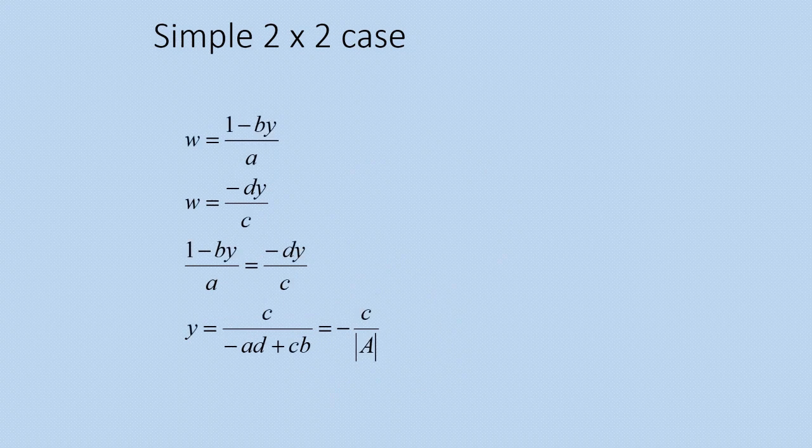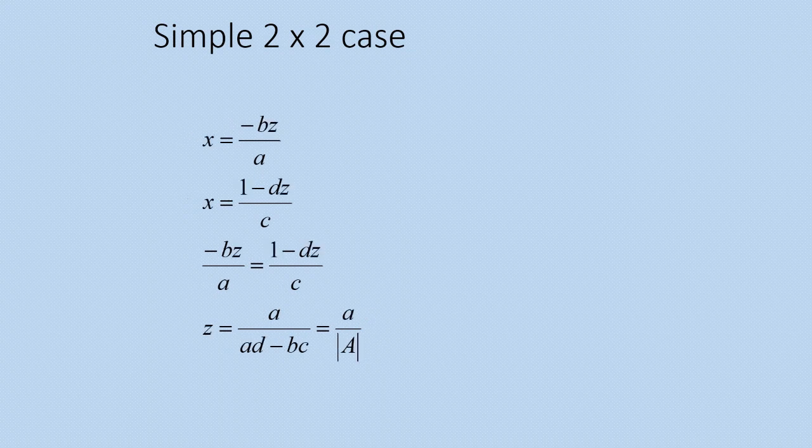From equation 1, W is equal to (1 minus BY) whole divided by A. From equation 3, W is equal to minus DY by C. Equating, we get (1 minus BY) whole divided by A is equal to minus DY by C. Y is equal to C divided by minus AD plus CB, which is equal to minus C by determinant A.